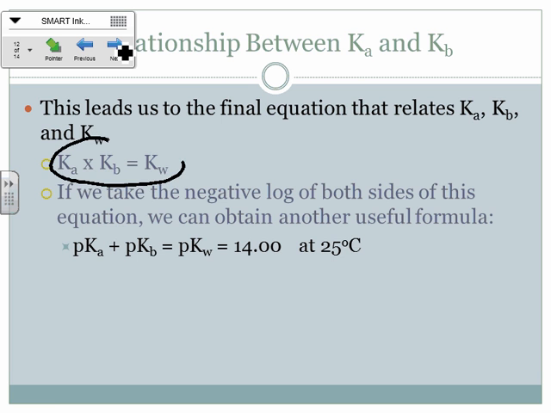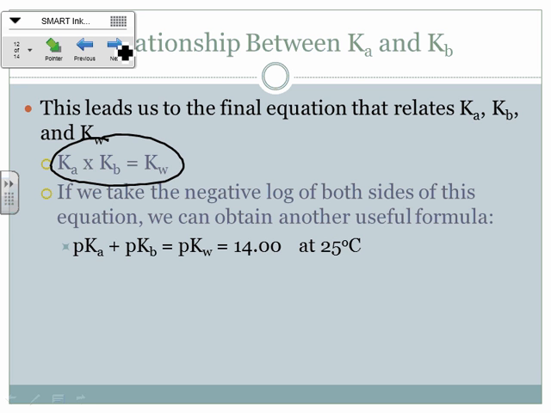So that's what you end up with here. Now, if we take the negative log of both sides of this equation, you end up with pKa plus pKb equals pKw. But the pKw, if you take the negative log of 1 times 10 to the negative 14th, it's just 14. So that could also be useful.